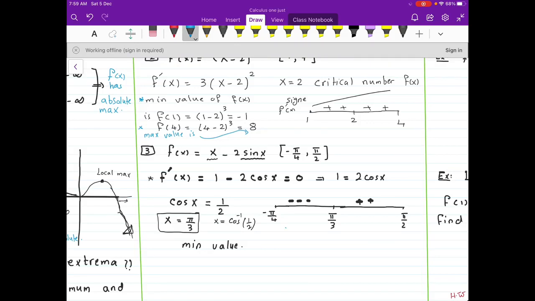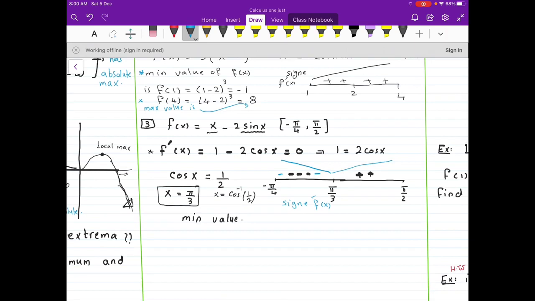That means x equals cosine inverse of 1/2, so x equals pi over 3. To study the sign for f prime, on the interval from minus pi over 4 to pi over 2, pi over 3 is a critical point. If you choose a number between minus pi over 4 and pi over 3, like 0, cosine 0 is 1, so the sign is negative. That means the function is decreasing. If you choose an angle between pi over 3 and pi over 2, we get the sign positive.